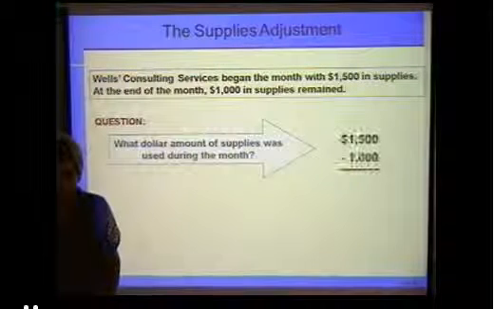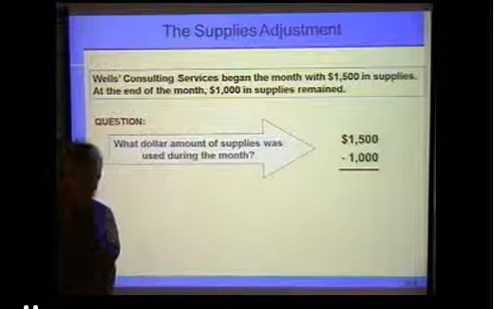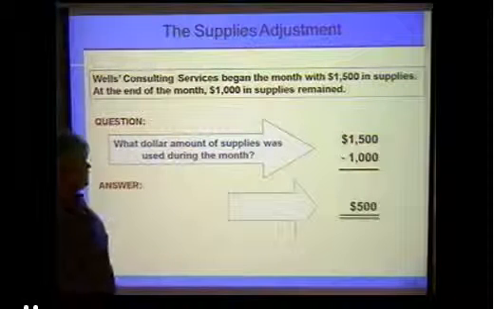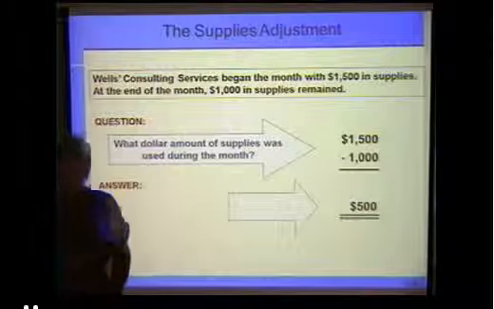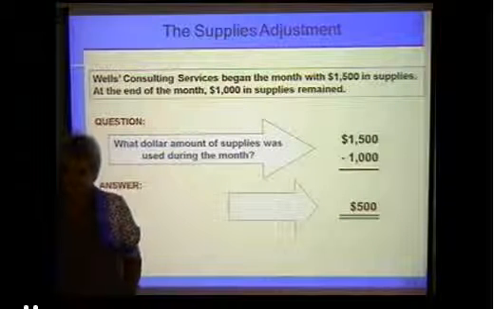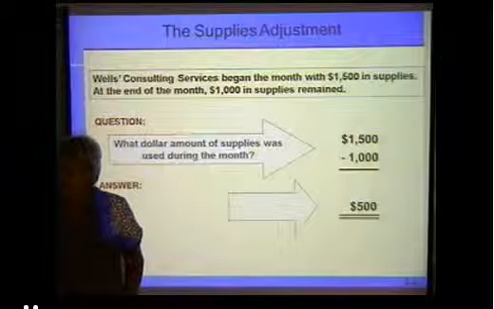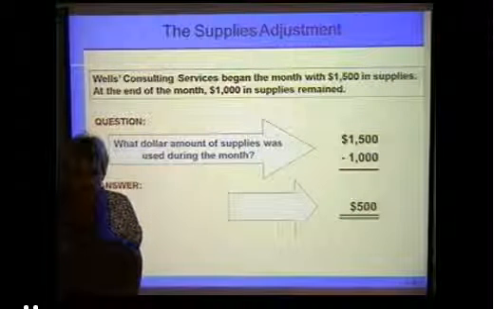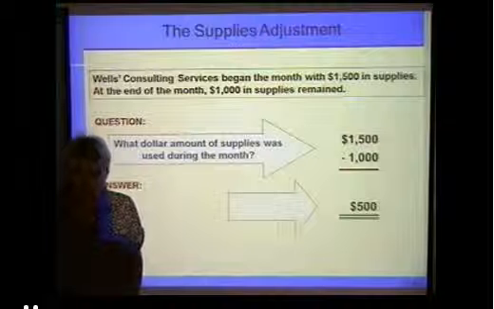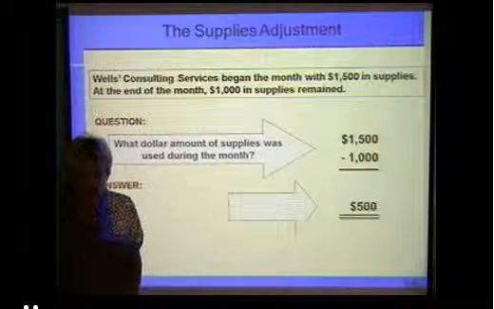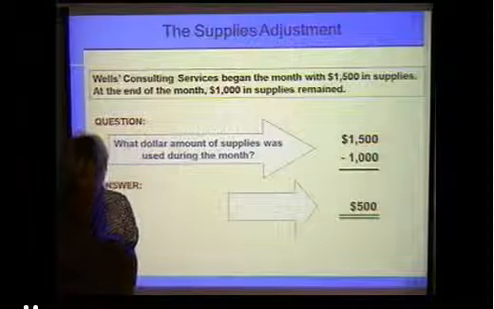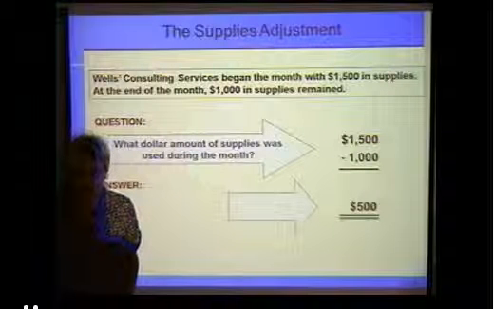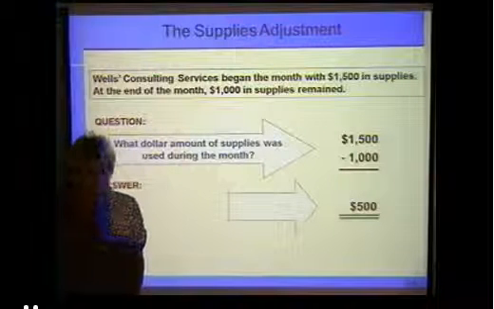So we used up $500 worth of the supplies. Everybody agree? Started out with $1,500. We went and counted. We had $1,000 left. So we have $500 that we used. Make sense? Okay. So that's our first adjustment. Somehow we need to get that ledger account of supplies to be less $500. Plus, we want to show $500 as an expense because we used up something, one of our assets.